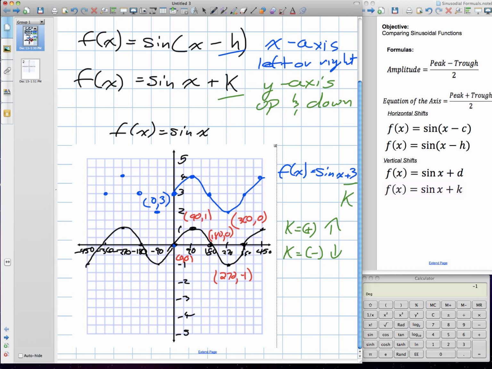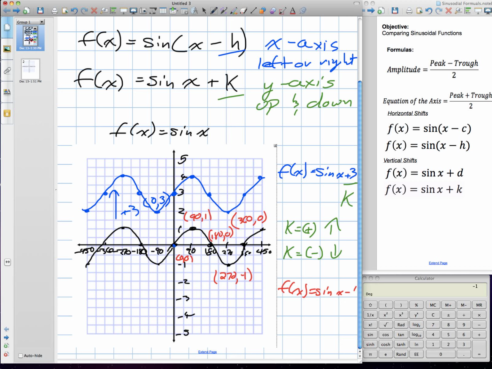We know that at negative 90 we'll be at 2, negative 180 will be at 3, negative 270 will be at 4, negative 360 will be at 3 again, and negative 450 again at 2. So we continue this graph, and the wave is the exact same shape. The only difference is we've gone up 3 units because we were adding 3.